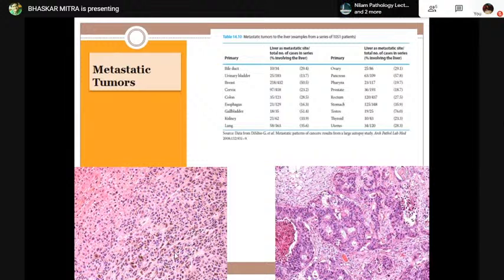These are the different metastatic tumors. This one I especially like to mention. This is a melanoma case. Metastatic melanoma in the liver is very common. We can see this brownish pigment here and there in those cases.